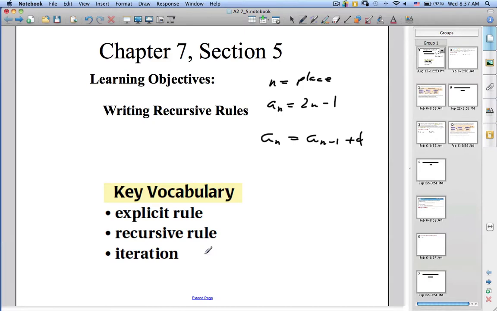And when we talk about iteration, we're talking about making iterative changes, which means making the same change repetitively in a number pattern. So that's what happens when you build a sequence based on a recursive rule.